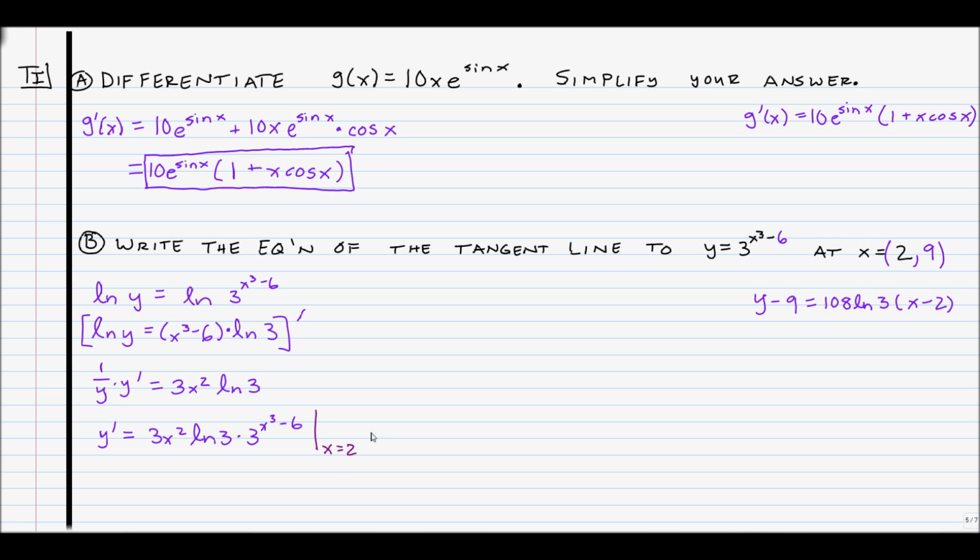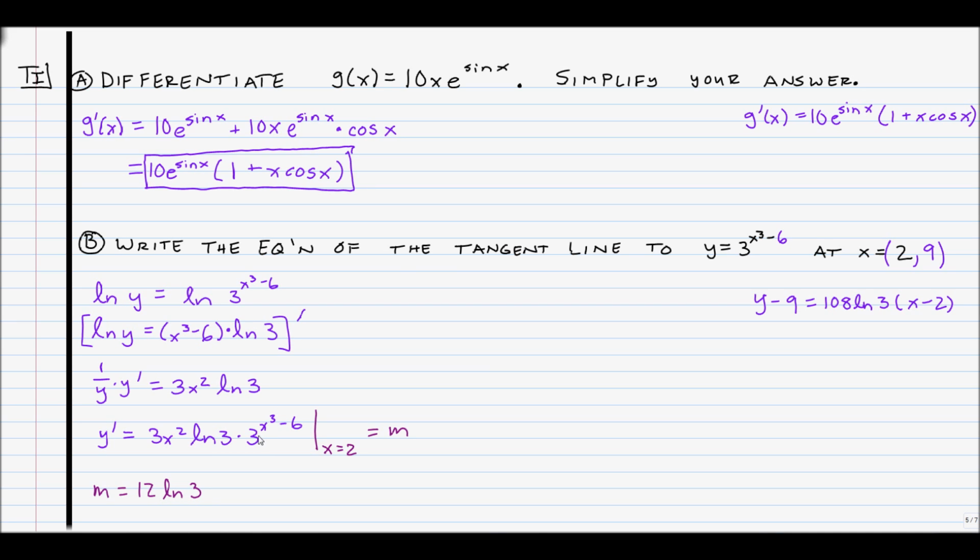plug in x equals 2, because that's going to give us our value of the derivative at x equals 2, which is also known as the slope of the equation there. And we need the slope for the point slope form. So from here I just need to plug in everything in order to make this work. So m is going to be equal to, we're plugging in 2, so 3 times 2 squared is going to be 12, ln of 3.